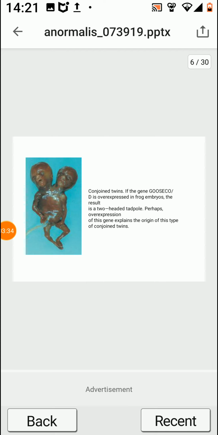But this kind of conjoined twins, when you go deeper, we'll call it dicephalus, being that the embryo is two-headed. It occurs due to overexpression of a given gene. That gene is called Ku-seko-stroke-D. It is being overexpressed within the humans. So you find that you're going to give birth to a dicephalous or a conjoined twin or two-headed.